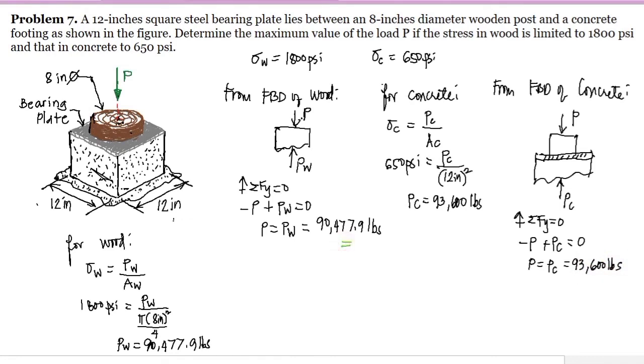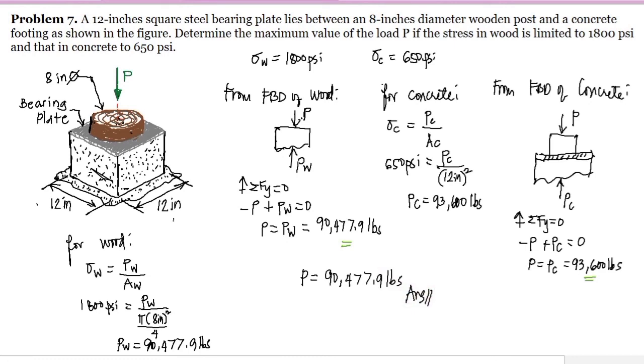So we have here the P, which is 90,477 pounds, and this P here for the concrete, which is 93,600 pounds. So pipiliin natin kung sino yung safe na load sa dalawa. So yung pinaka-safe na load ay yung mas mababa. So that is 90,477.9 pounds. This is our answer.